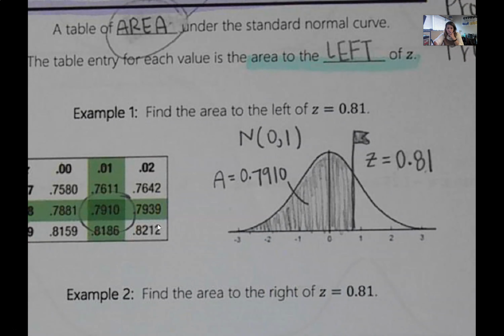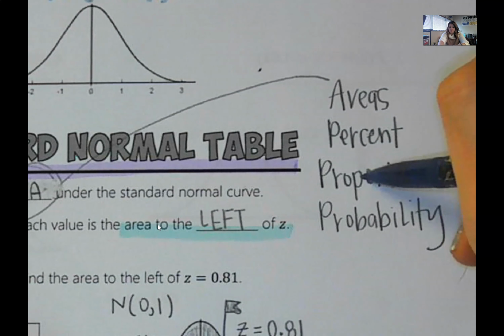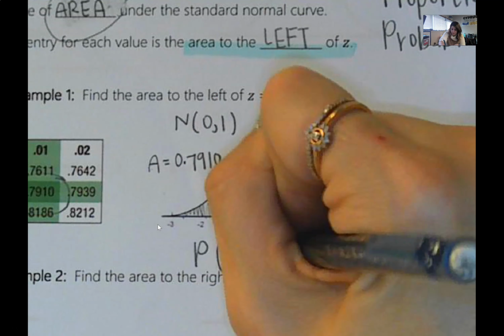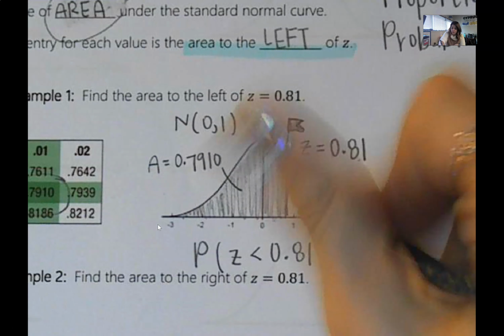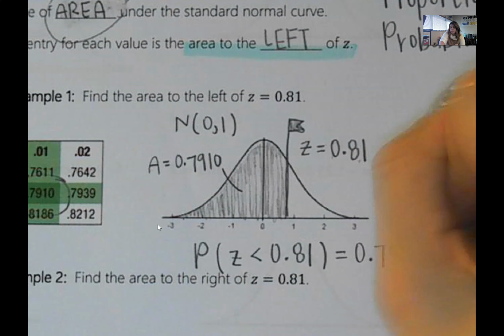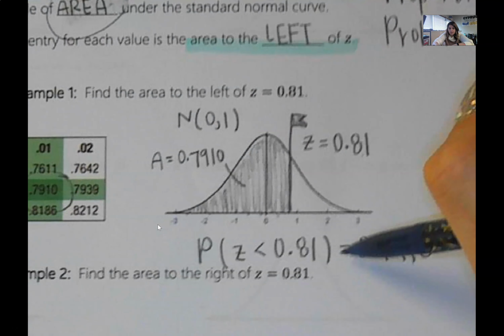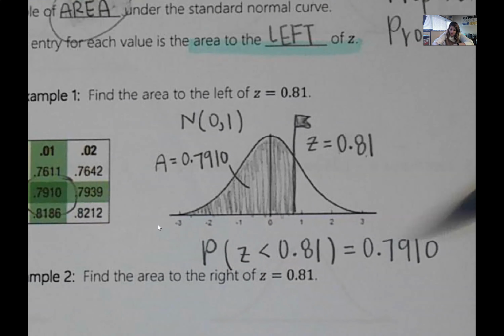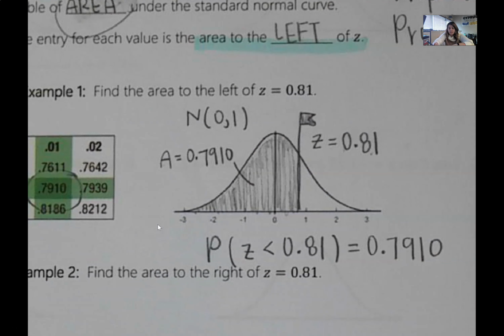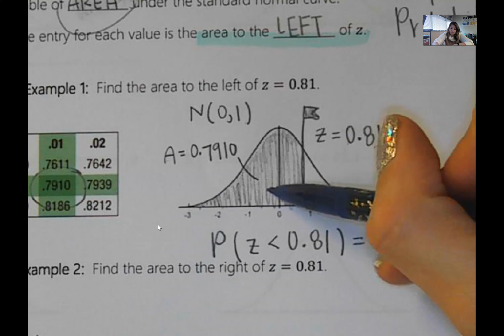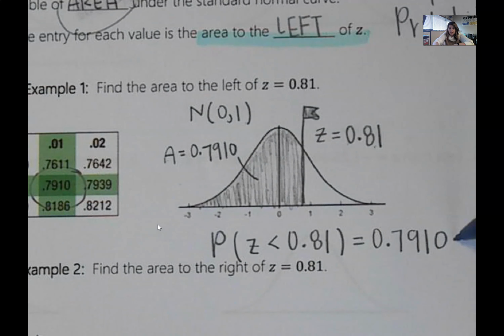Okay, the last thing that we need to do is write the correct notation. So we're going to write capital P, because remember, area, percent, probability, proportion are all the same. So we're going to use capital P of Z less than 0.81 is equal to 0.7910. Make sure that you get your equal sign here. So at this point, all of this is required. You have your parameters, your flag, your area shaded, your area labeled, your statement that is your answer. That's 1, 2, 3, 4, 5, 6 things that you need to include to do one of these problems thoroughly.